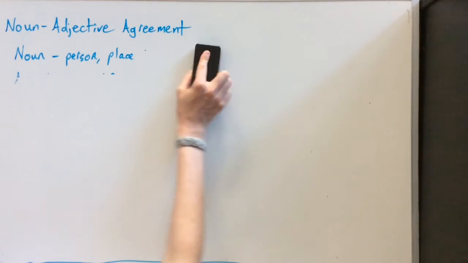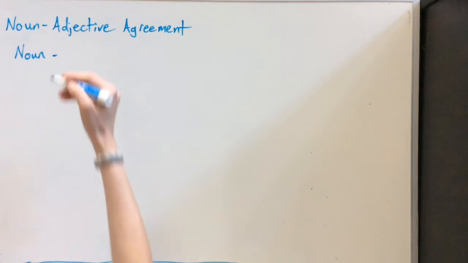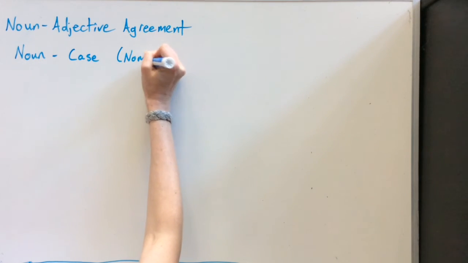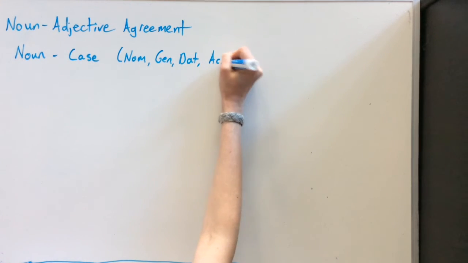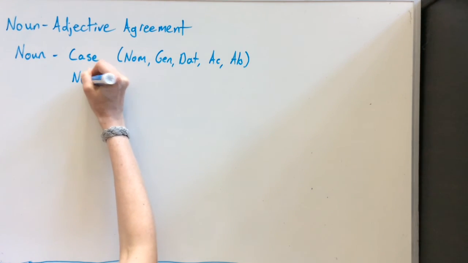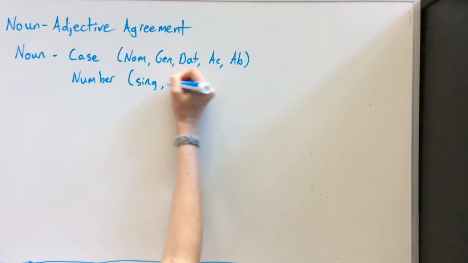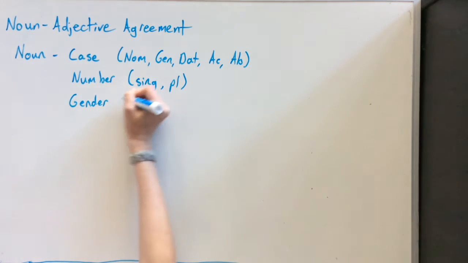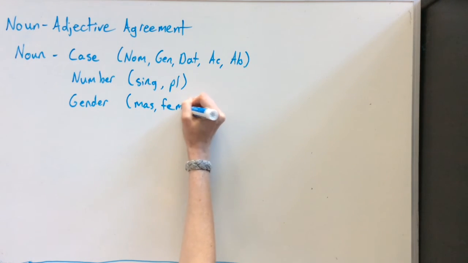As we've already learned, nouns have a series of attributes. They have case, so that's nominative, genitive, dative, accusative, and ablative. They have number, which refers to singular versus plural. And they have gender. And those gender options are masculine, feminine, or neuter.